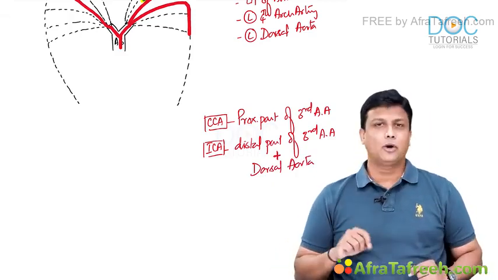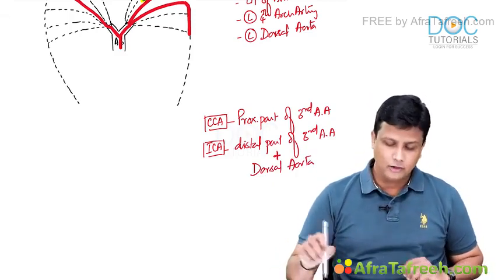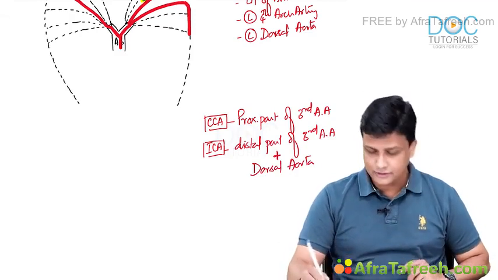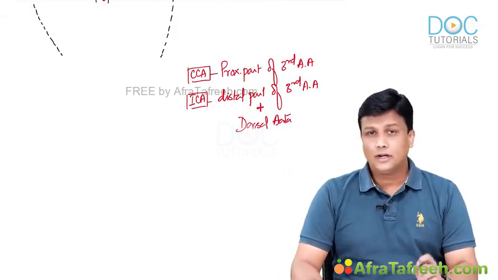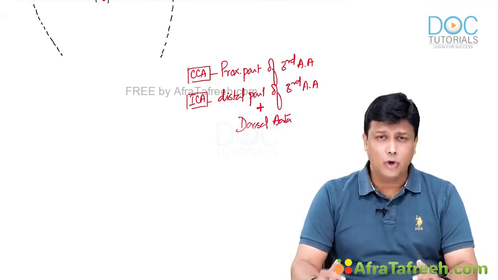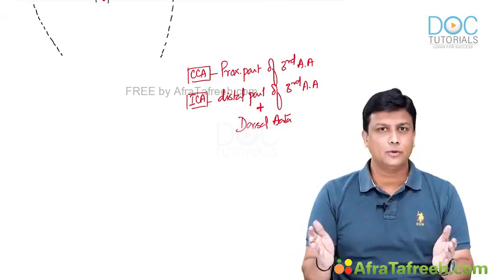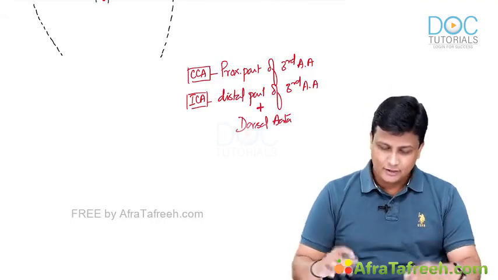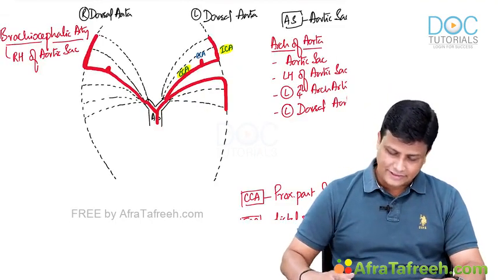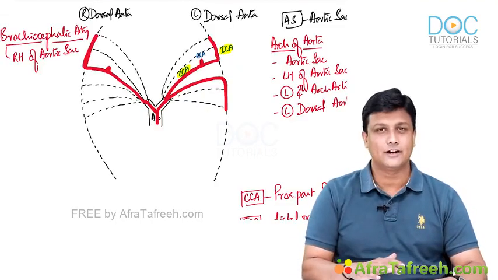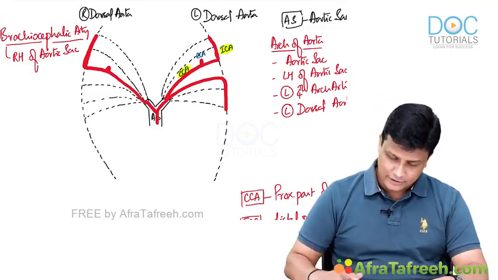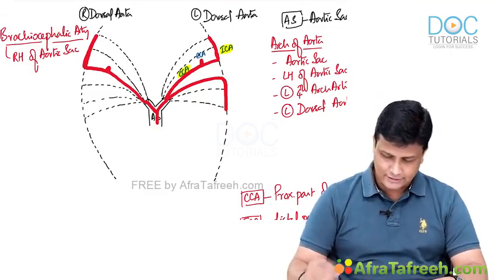But if you're observing properly, guys, I am not at all writing right or left there. Why? Because it is the same on both sides. Understanding? So therefore, you don't have to separately write right third arch artery or left one. It is the same on both sides.